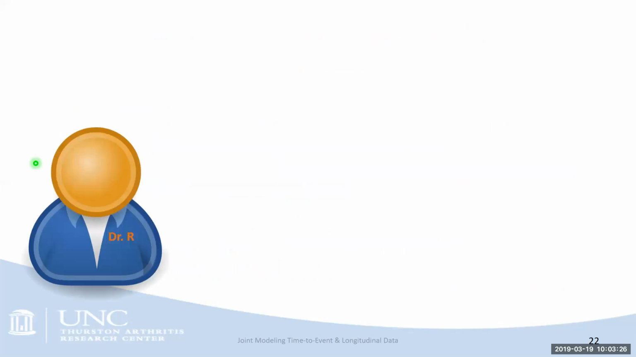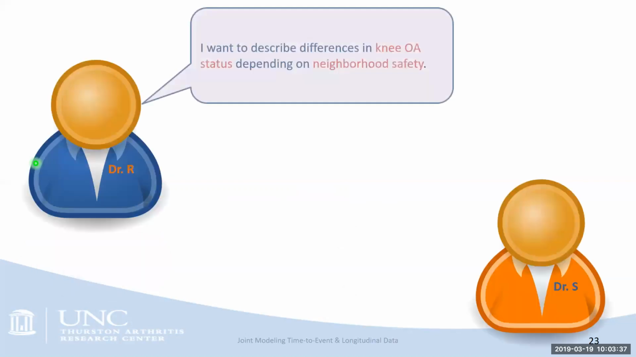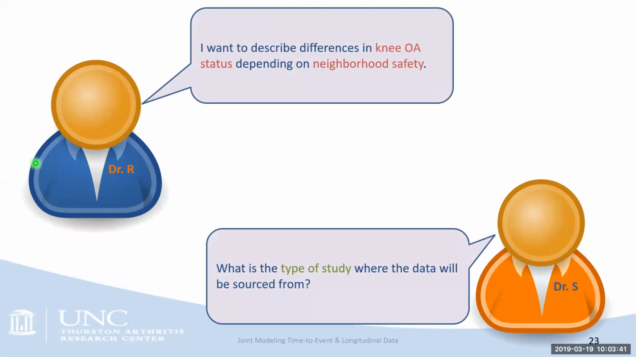Into a different question this time. Let's say the interest now is in describing differences in NEOA status depending on something, in this case, let's say neighborhood safety. So again, he comes to the statistician with this question. And the statistician can typically, again, begin with a similar question: what type of study is this data sourced from?